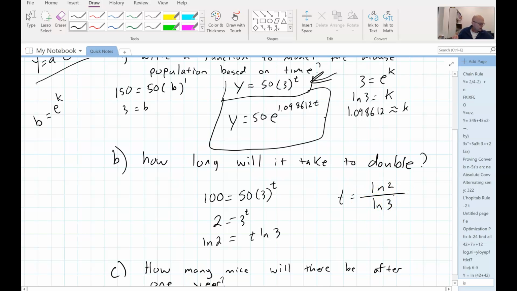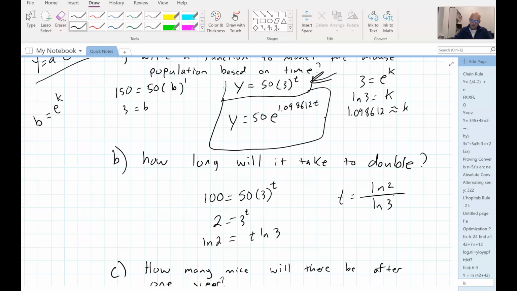And if we throw that into our calculator, we get natural log of 2 divided by natural log of 3.